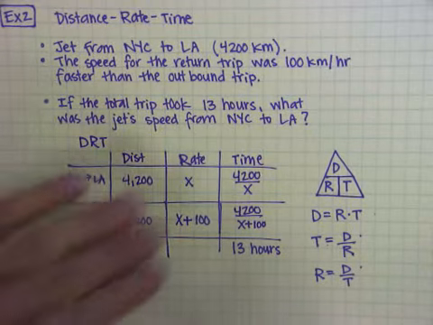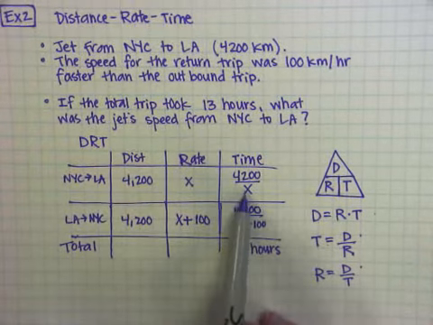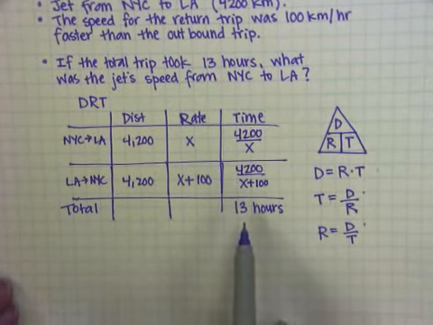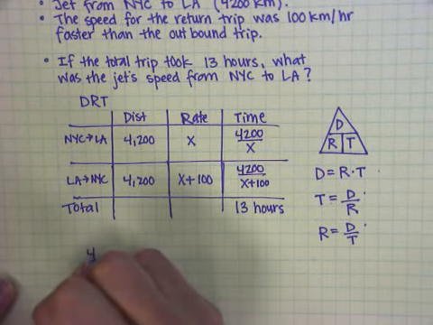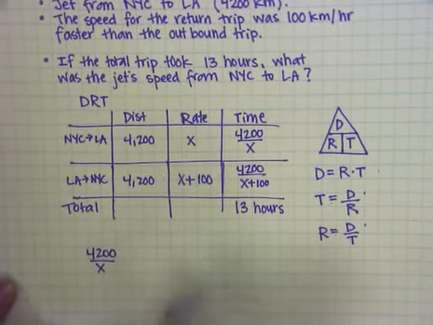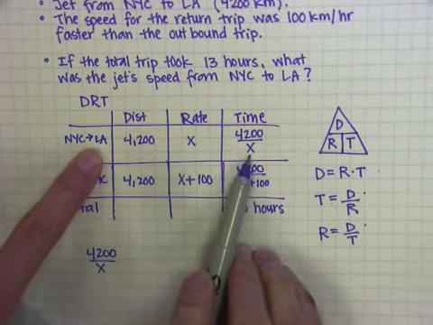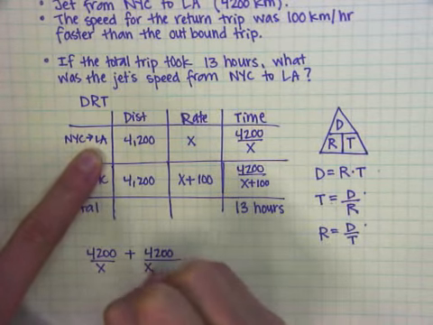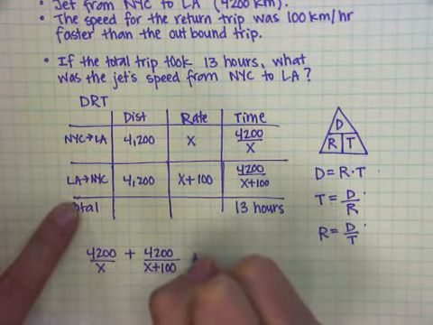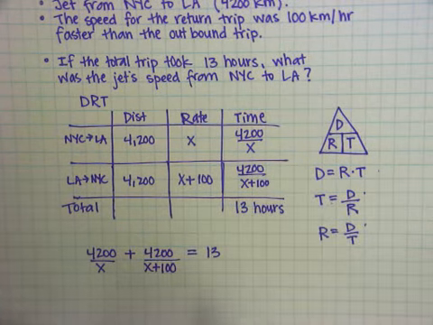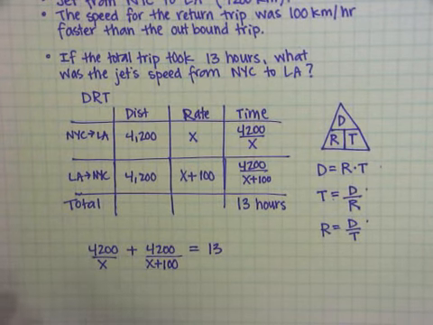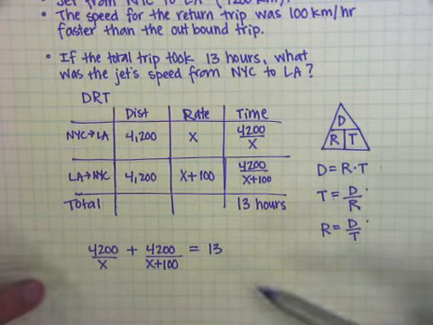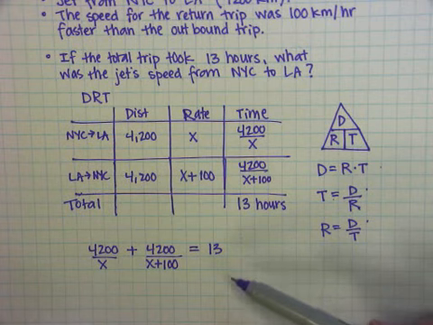Okay. And now, because I know that the time from one part of my trip plus the time from the other part of my trip is going to equal total time, this is going to set up my equation because I'm going to have 4,200 over x. That's the time it took for New York to LA, plus the time it takes to come back, LA to New York, equals my total time. Okay, so this is a way to take some really abstract quantities. You set everything up in your dirty table, and then it gives you kind of the equation. It spits it out for you.